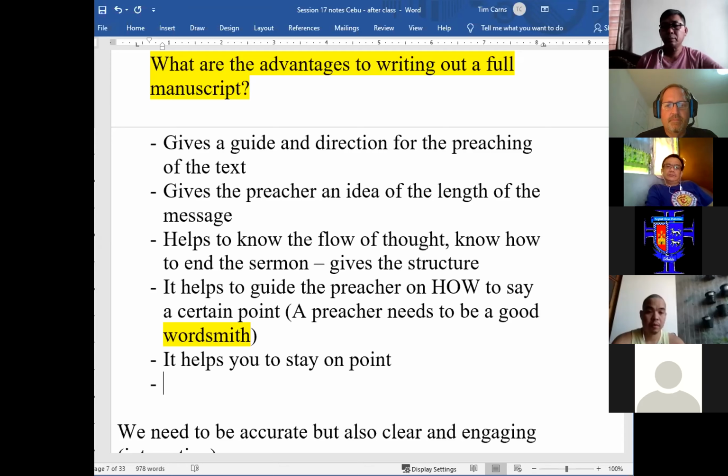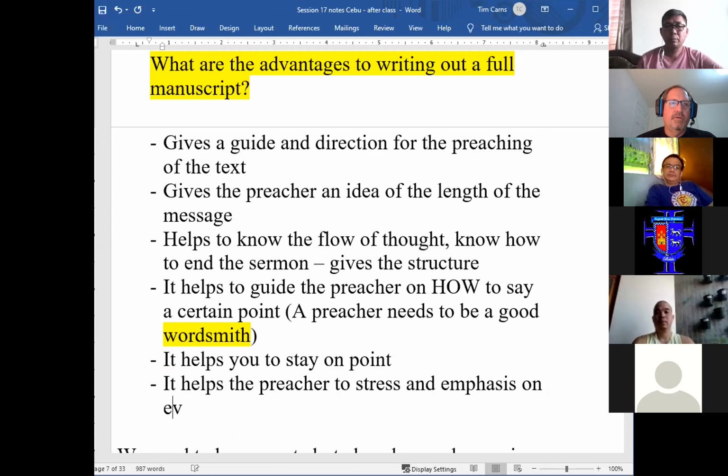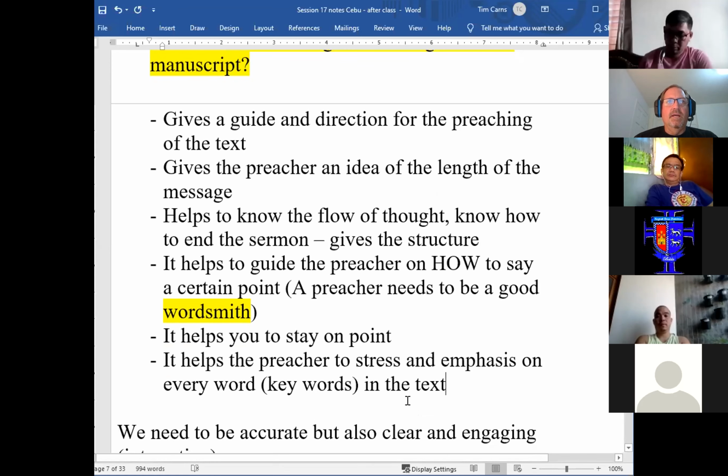Also, Pastor Tim, it helps the preacher to stress and emphasize every word of the text. Stress and emphasize every word. Yeah, I'll put emphasis on every word, or especially keywords in the text. Again, it allows you to think about what you want to say and even how you want to say it. All right. Any other advantages to writing out a full manuscript?